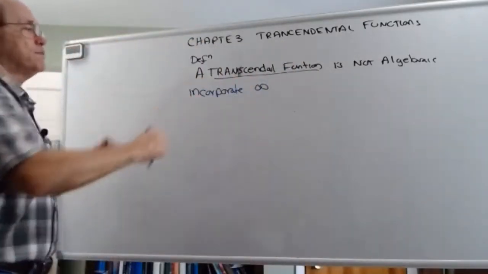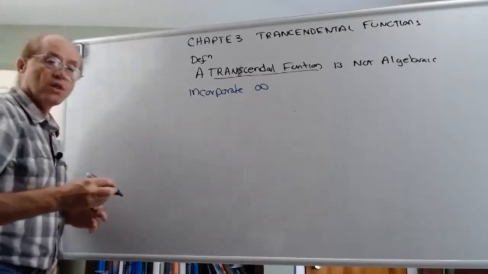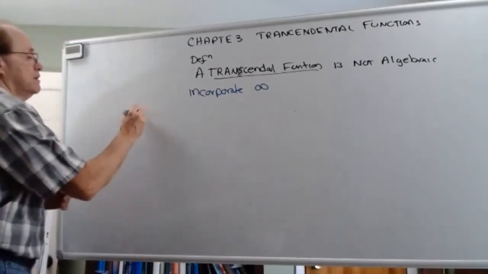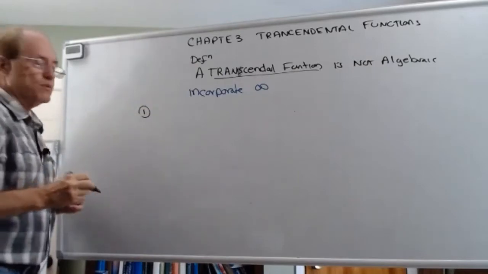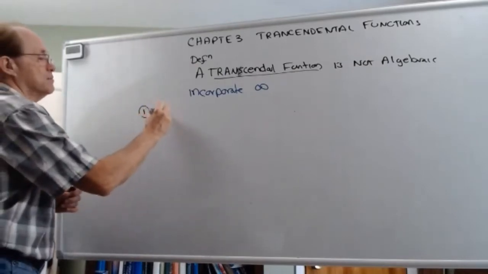Now, I'm going to give you the overview of the types of transcendental functions we're going to look at. We're not going to look at all of them, just a couple of them here. And they're really the important ones. The first types of transcendental functions we're going to do are the trigonometric.